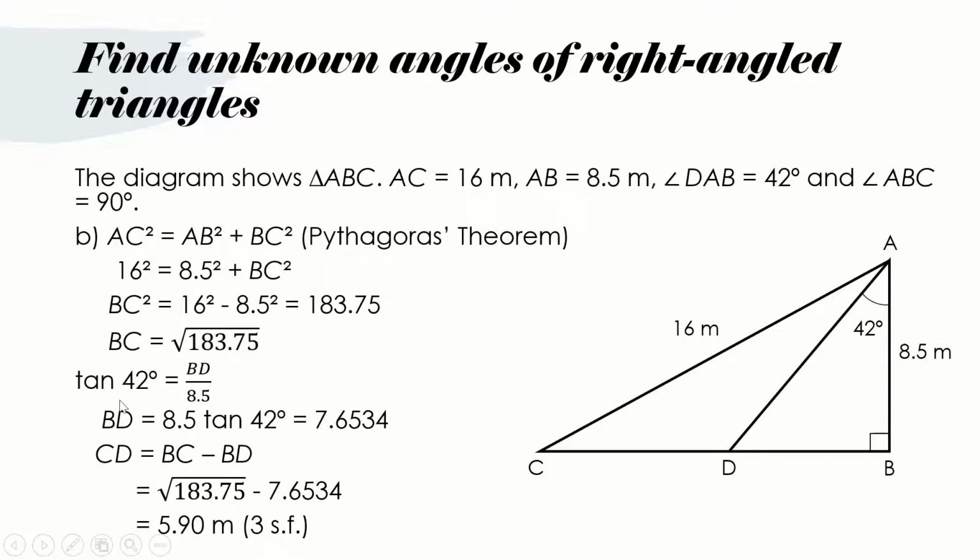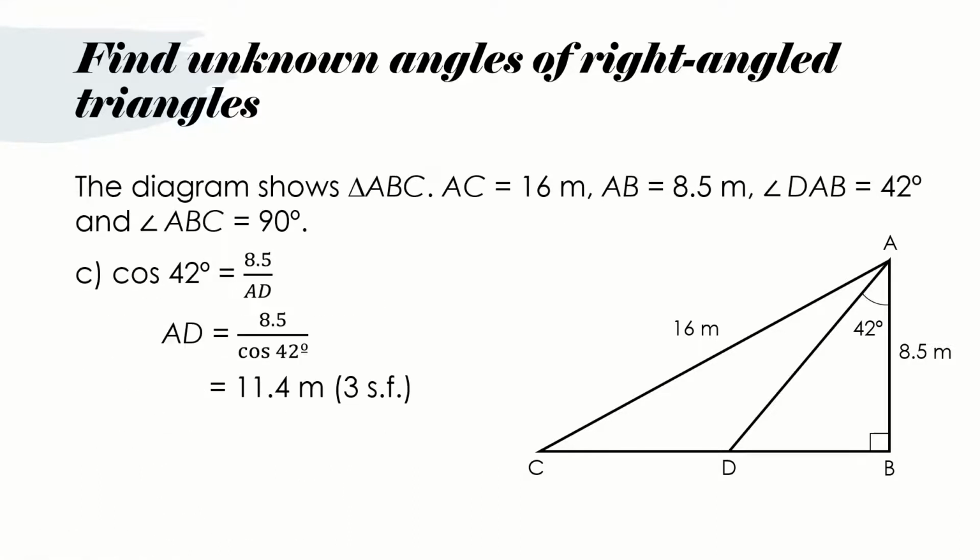Alright, because we need to find BD, tangent 42 degree is equals to BD, which is opposite, out of adjacent 8.5 meters. Alright, so BD will be equals to 7.6534. Right, just write as many decimal places as possible to get as accurate a value at the end. So CD will be equal to BC minus BD. Alright, and you get 5.90 meters, correct to 3 significant figures.